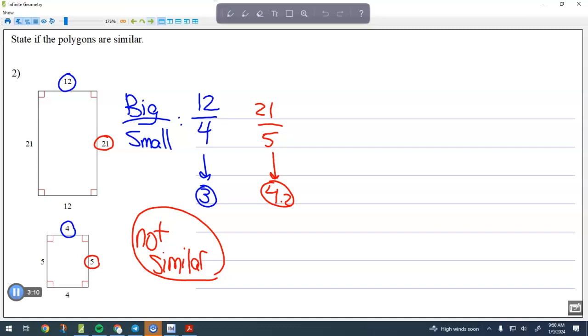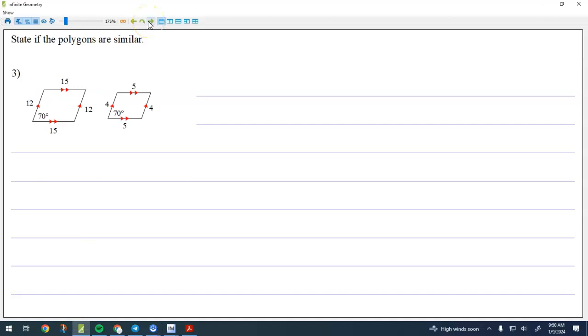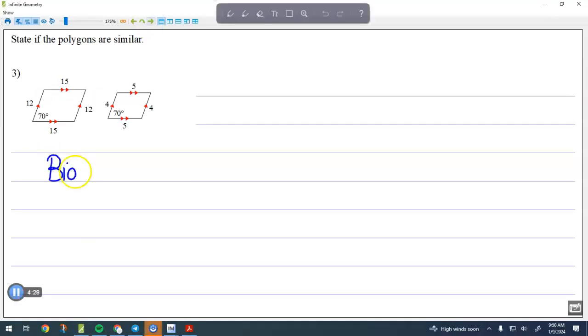Try 3. Big over small, write that first. So if you call me over to ask for help, that's the first thing I'm going to say. Like, did you write big over small? Yeah, you got to check all 4. Oh, because they're the same. Yeah, then you're good.